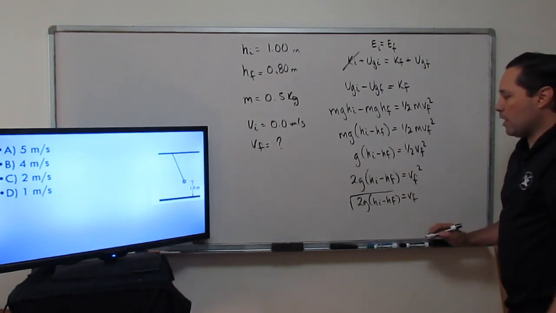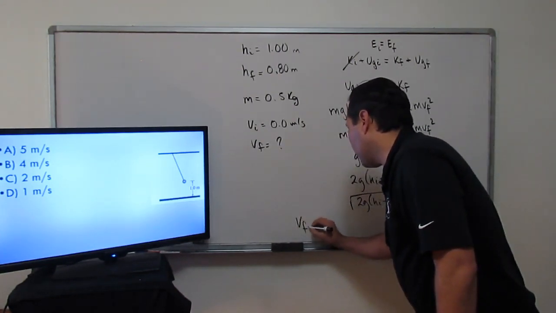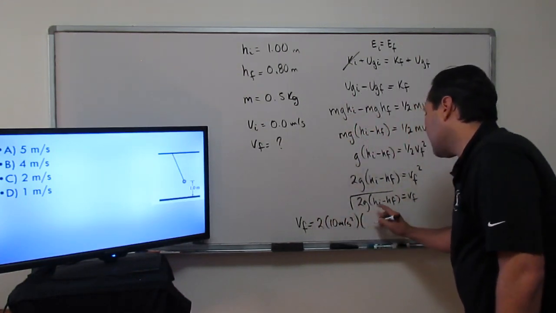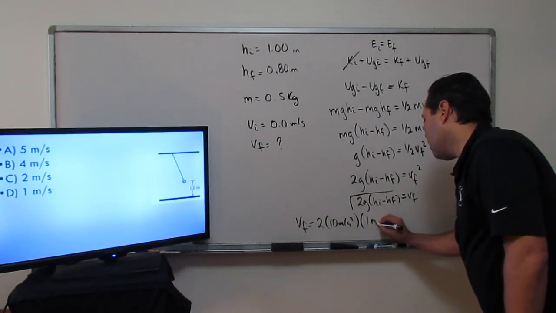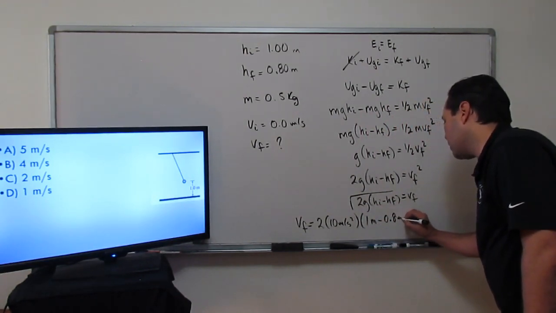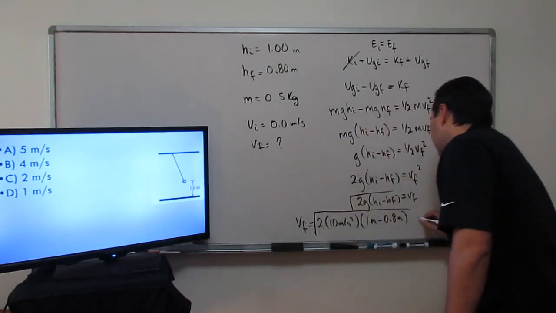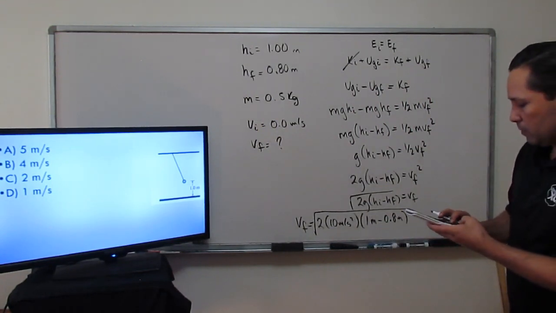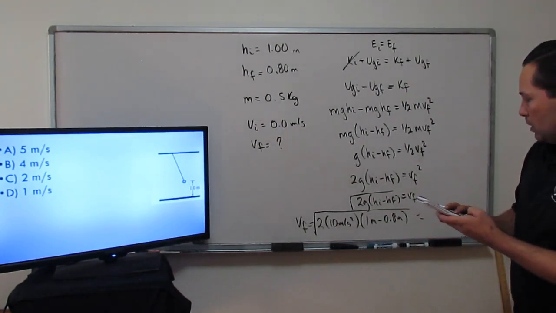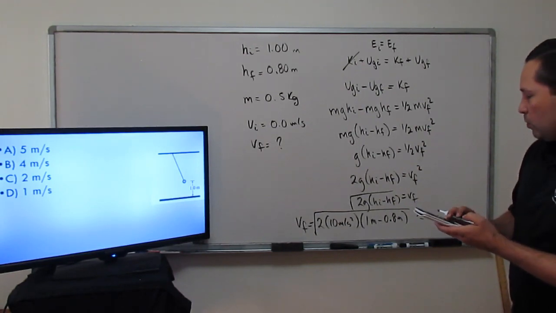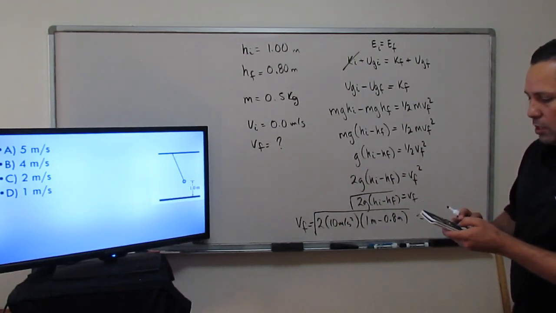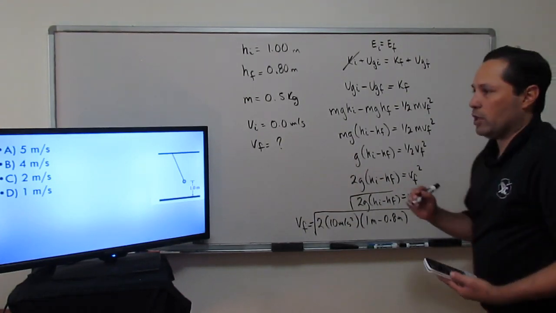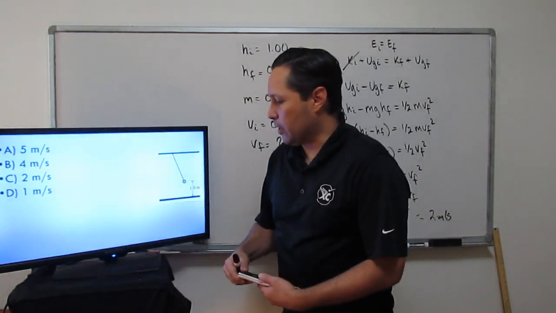Alright, let's plug in the values. Velocity final is going to be the square root of 2 times gravity, which is 10 meters per second squared, multiplied by height initial, which is 1 meter, minus height final, 0.8 meters. Square root all of that, and that's going to give us our final answer. So let's see, 1 minus 0.8 gives 0.2, times 10, times 2. The square root of that answer is 2 meters per second. So the answer for this problem is letter C.